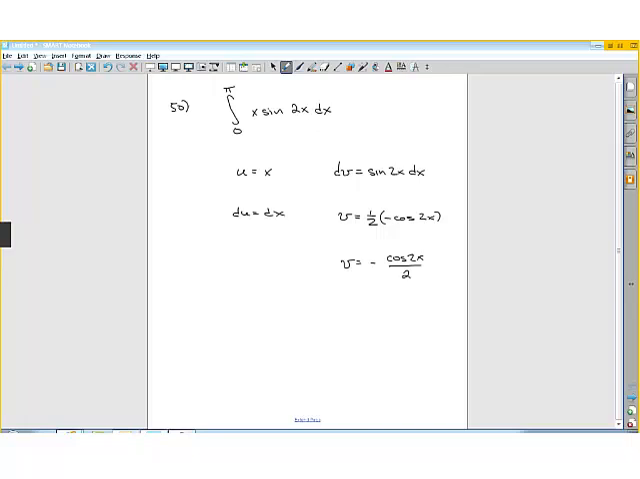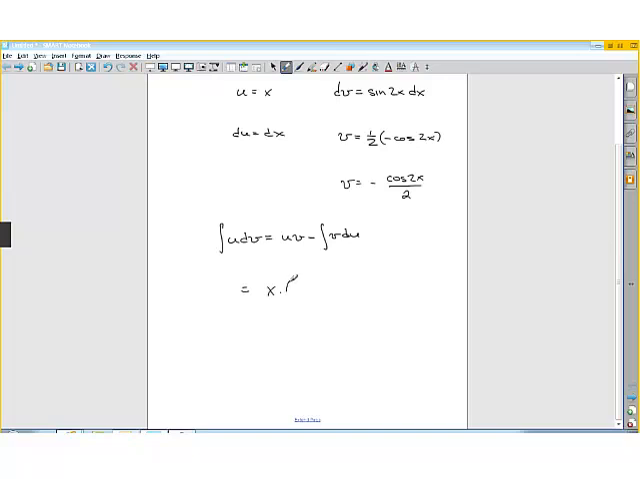Okay, now we write the integration by parts formula. The integral of u dv is uv minus the integral of v du. We plug in, and we get x times v, which is negative the cosine of 2x divided by 2, minus the integral of v, which is negative cosine of 2x over 2 times dx. This is v, this is du. So v times du.